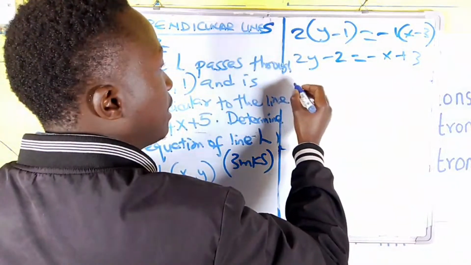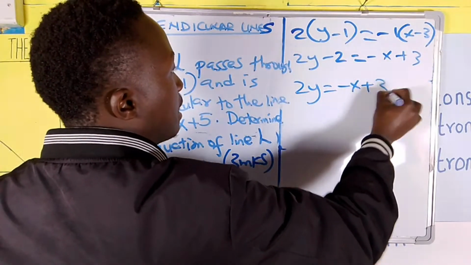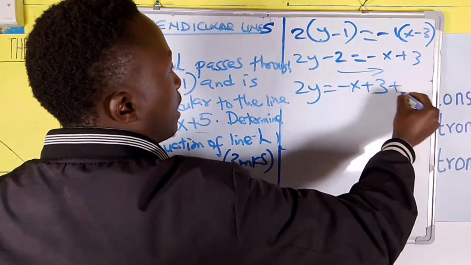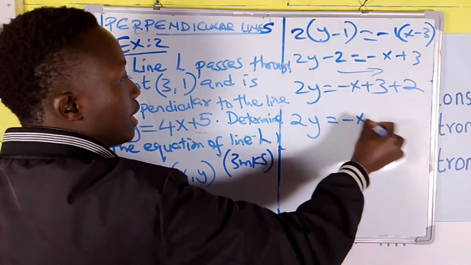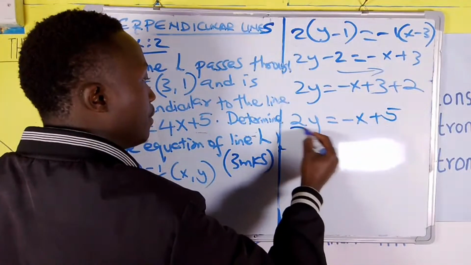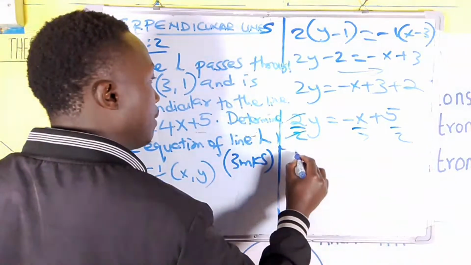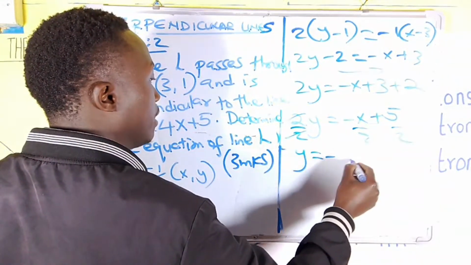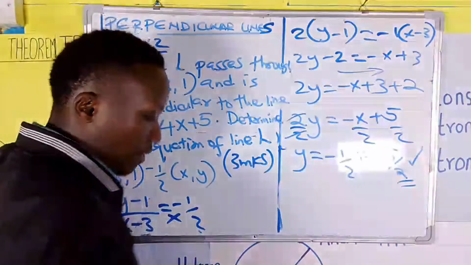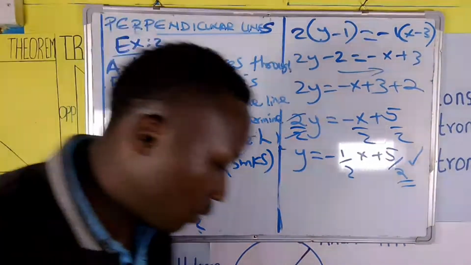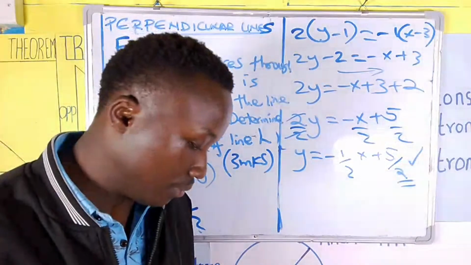So that will definitely give us 2y - 2 is equal to -x + 3. Then we take -2 to the other side to be +2. So that will be 2y is equal to -x + 5. And we divide both sides by 2, and we end up getting our y is equal to -1/2 x + 5/2.